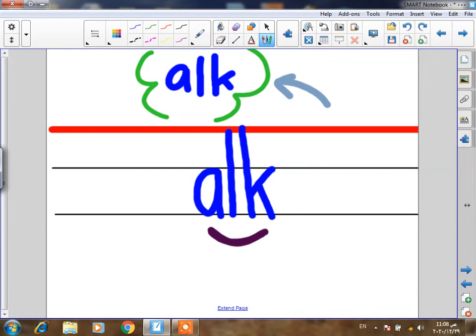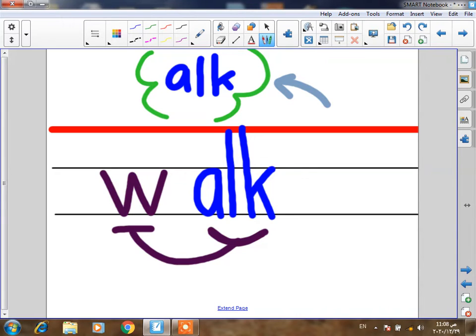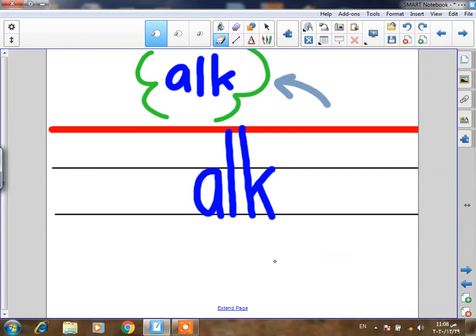Try to read something else. Let's try. Sound wa. Wa. Oak together or walk. Walk, walk, walk. Okay, let's try. What are these? Oak. Okay, oak.